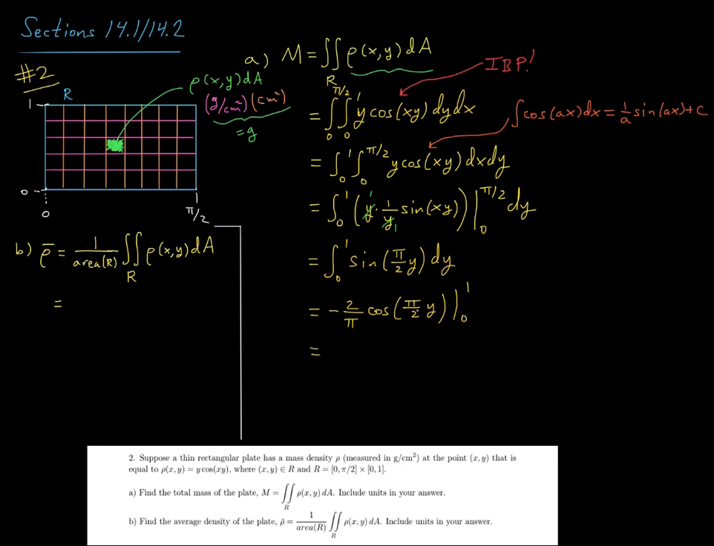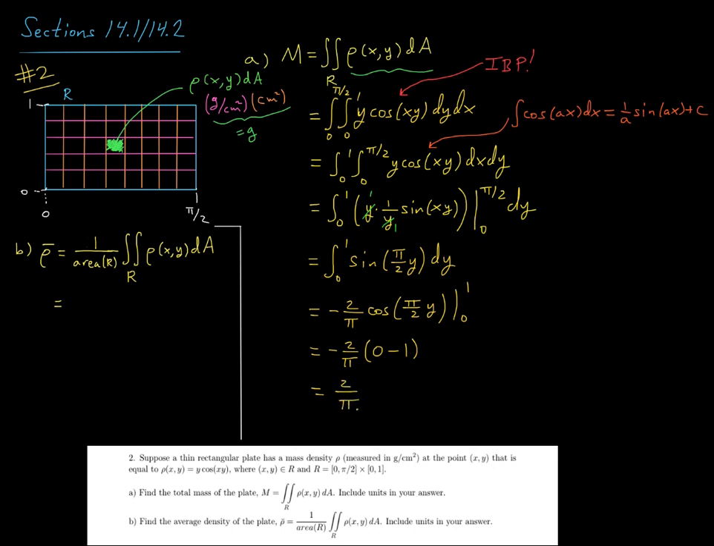So now if I plug in 1, I'll leave this minus 2 over pi out front, but I'll get the cosine of pi over 2, which is 0. And then if I plug in 0, I'm going to get the cosine of 0, and that's 1. And so I'll get this minus 1 here. So here I see that my answer would be 2 over pi.